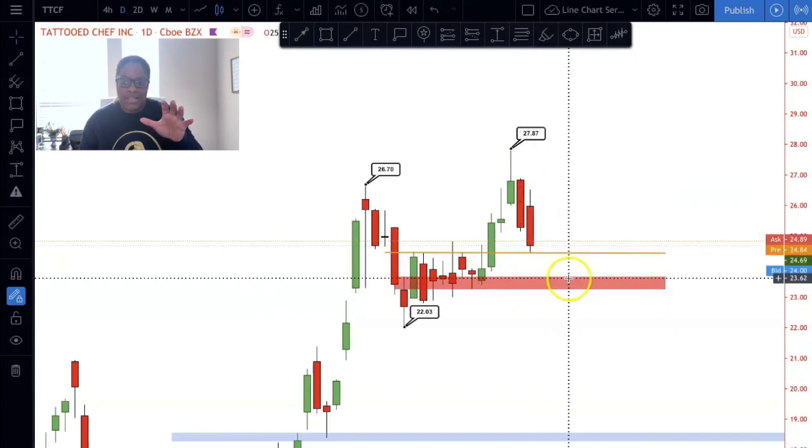But I'm liking this around this area here. And if it drops down lower, that's great. We're going to get in at a better discounted price. So I'll keep you guys updated technically on what goes on there.